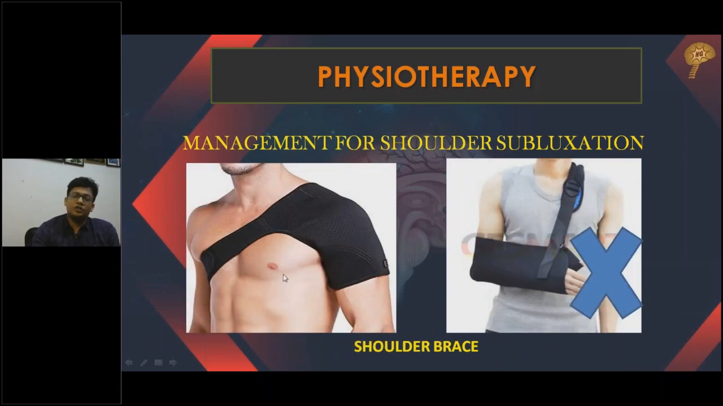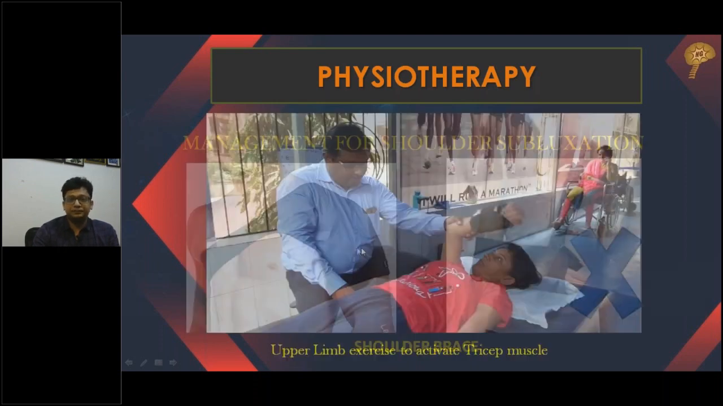But if you want to prevent shoulder subluxation, you have to use the right kind of brace. This kind of brace is not advisable because in this, the flexion synergy increases, which we don't want in stroke patients. So this is the proper shoulder brace in shoulder subluxation.